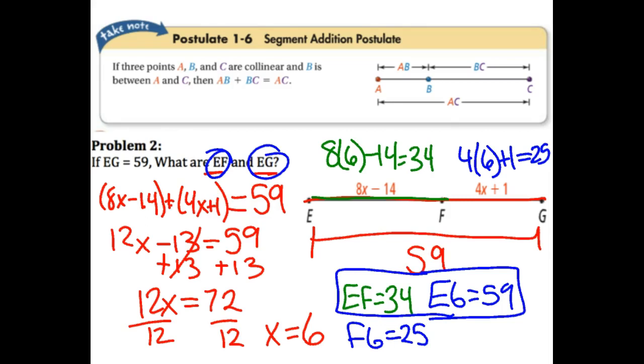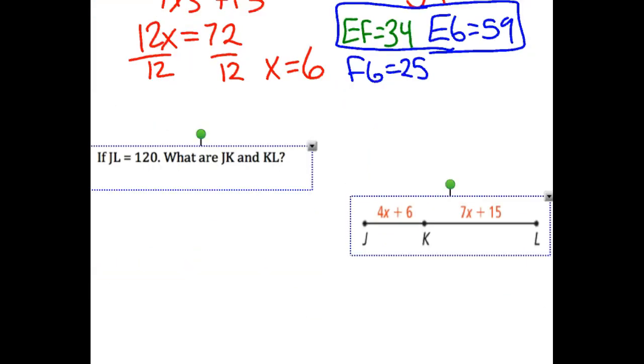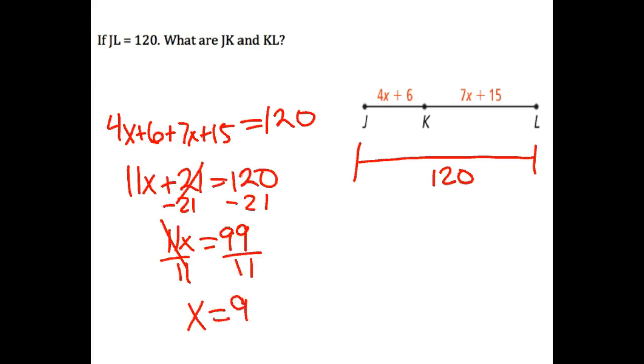So why don't you now pause the video and do the next part. Do the same thing with this next part on your own. Notice this one does ask for JK and KL, which are both parts of the whole. Here you can see my equation all set up. I'm going to pause it and solve my equation now. You should end up with x being 9, but remember, this is geometry. We don't really actually need x as our answer.